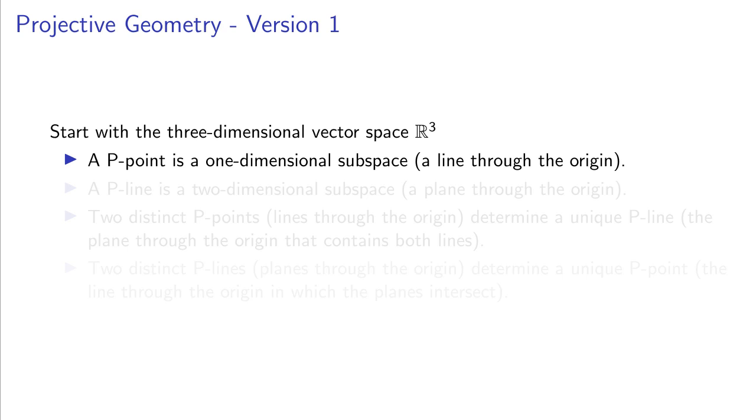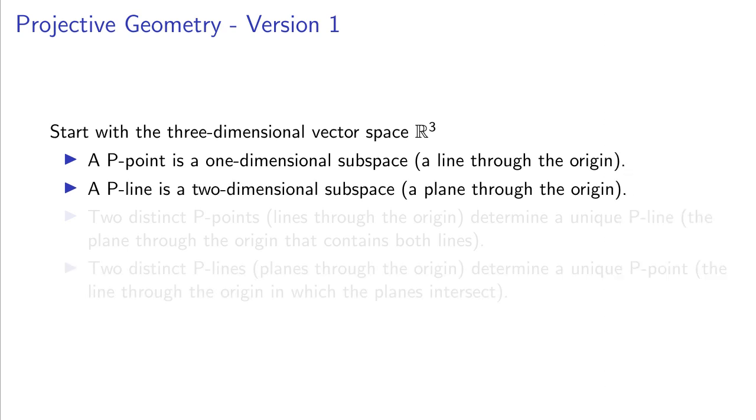And if you want to try to visualize this, think of a ball of wool and a knitting needle that passes through the center of that ball of wool. That's a point of our geometry. A line of this geometry is a two-dimensional subspace of R3. You pick two independent vectors and consider all the linear combinations of those vectors. Geometrically, this corresponds to a plane through the origin.